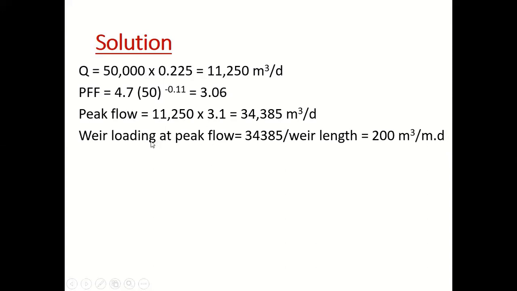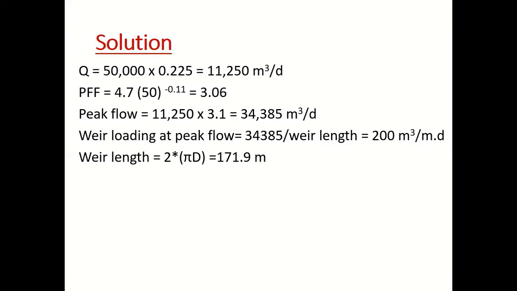Now, the weir loading at peak flow is 34385 over the weir length. So we substitute in the equation using the peak flow because the weir loading of 200 is given at the peak flow. So it's not correct if you substitute using the normal Q. No, you have to calculate the peak flow, then apply it to the equation. So you will calculate the weir length.